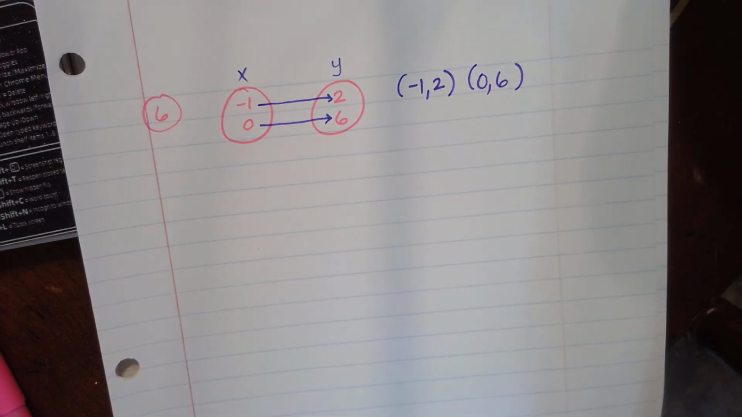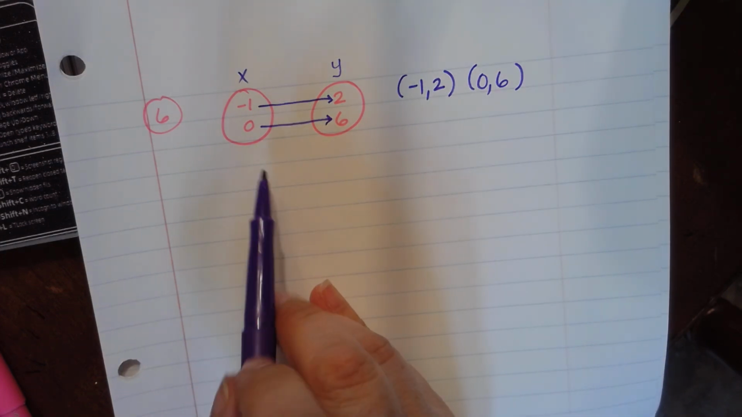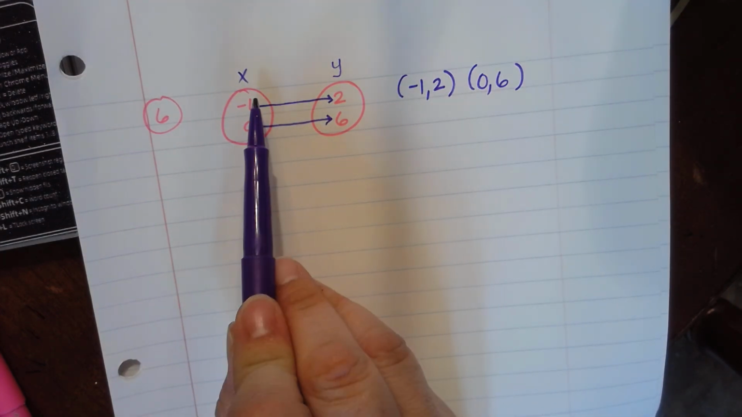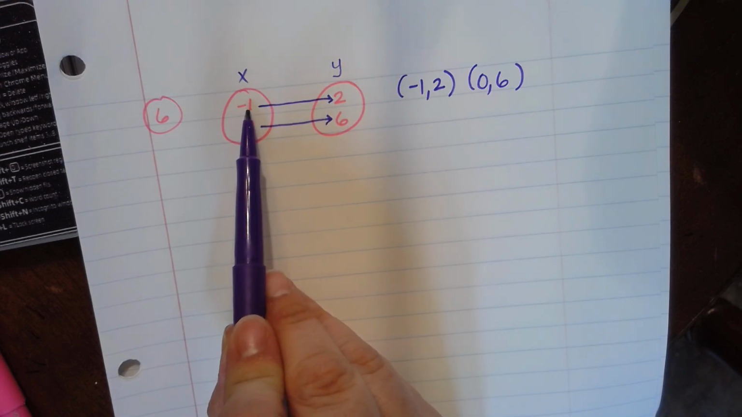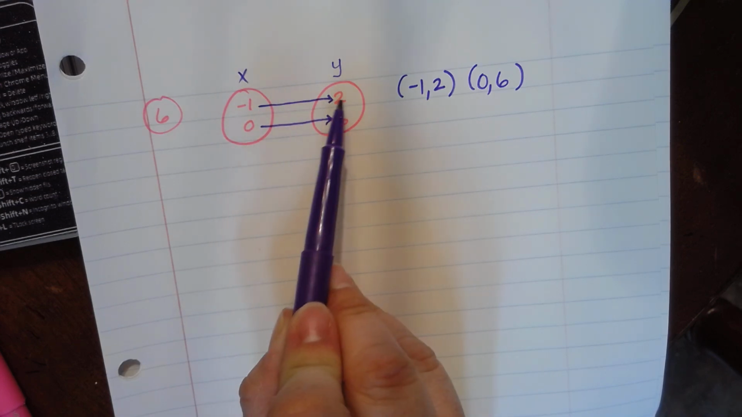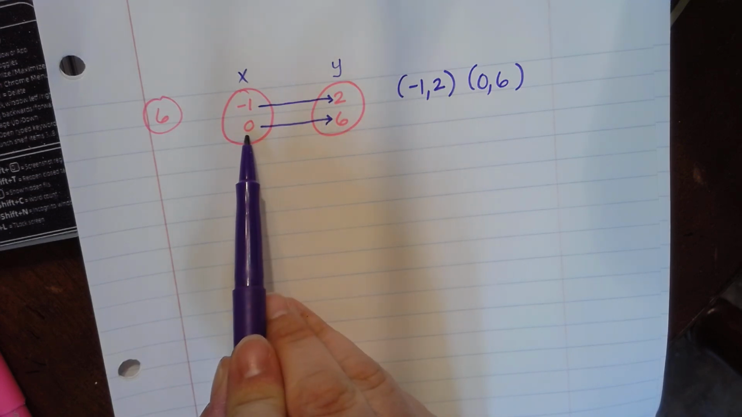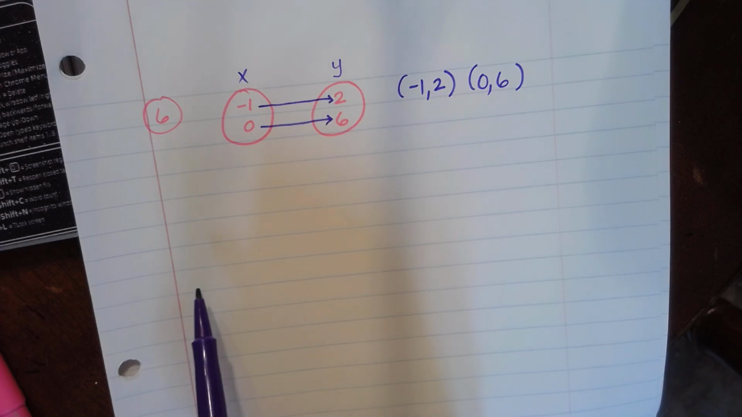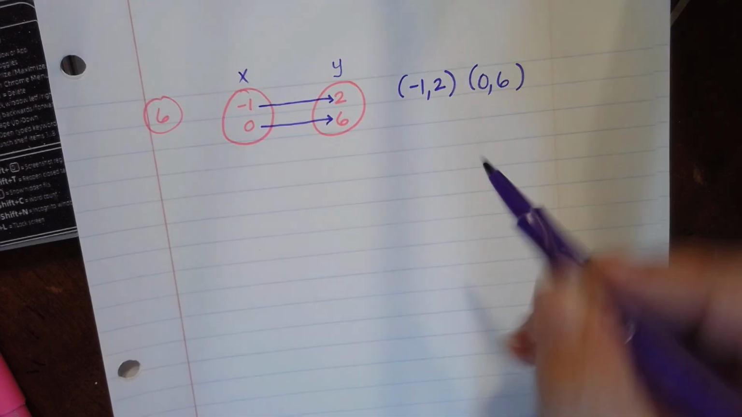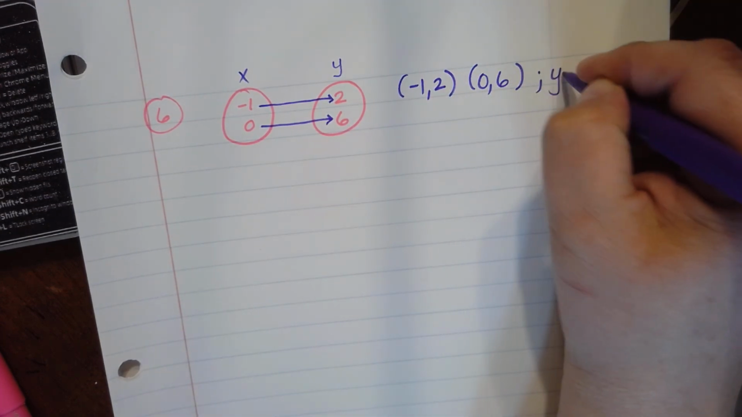Okay, so there's the first part of your answer. And then it says, is it a function? Now again, remember that if it's a function, that means we only use x one time. Because -1 only has one arrow going to a y, and 0 only has one arrow going to the y, yes, it is a function.